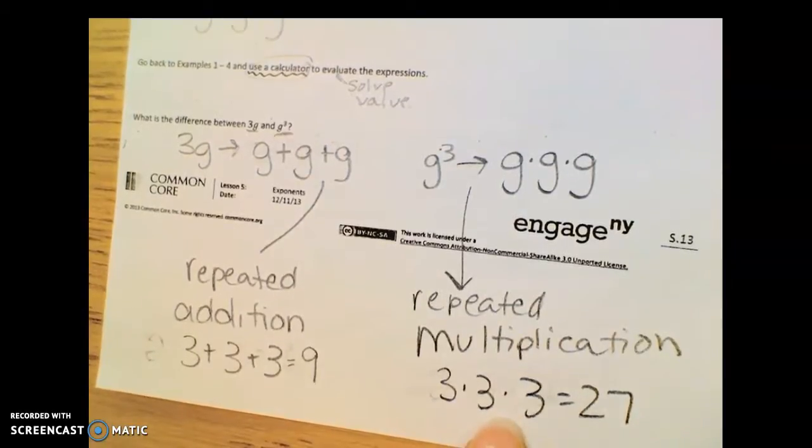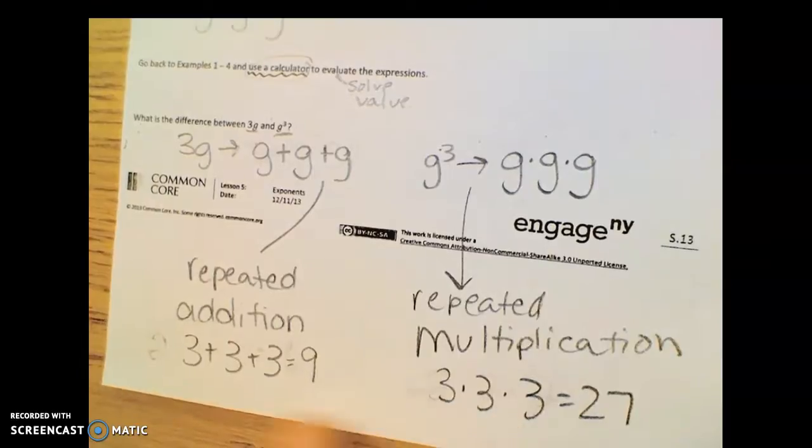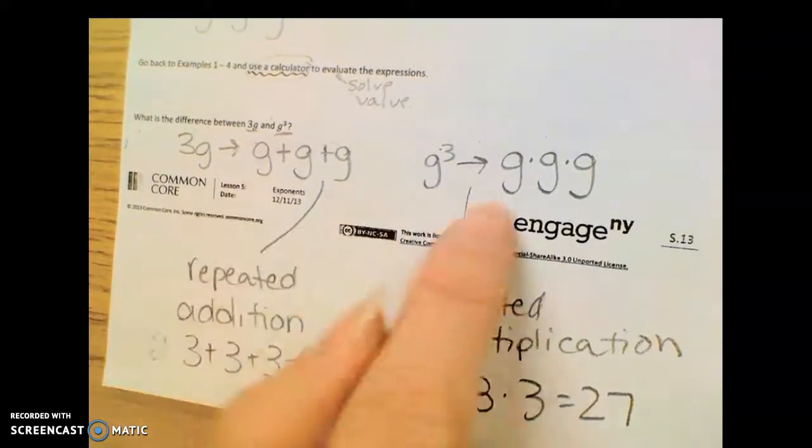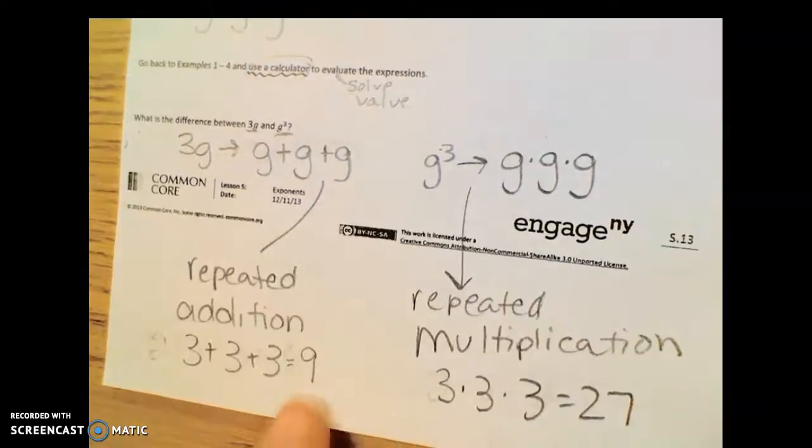Obviously, multiplication gets bigger much faster than addition, and they are definitely not the same thing because we come out with very different values when we evaluate them.